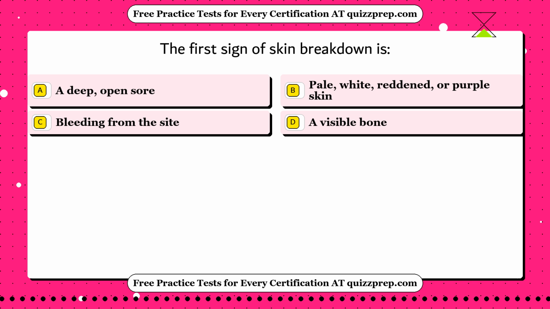A deep, open sore. Option B. Pale, white, reddened, or purple skin. Option C. Bleeding from the site. Option D. A visible bone.